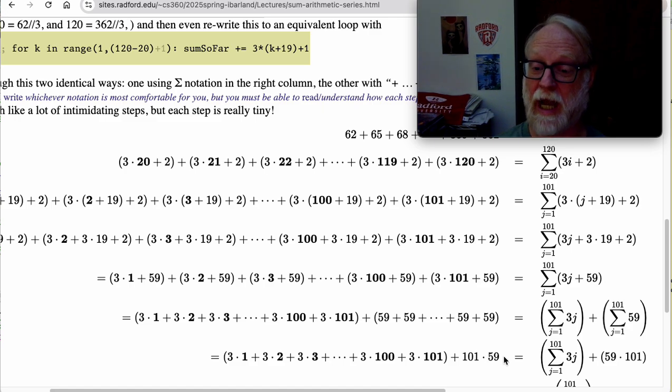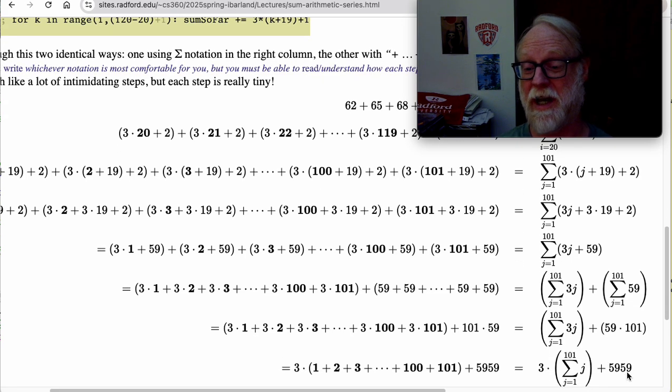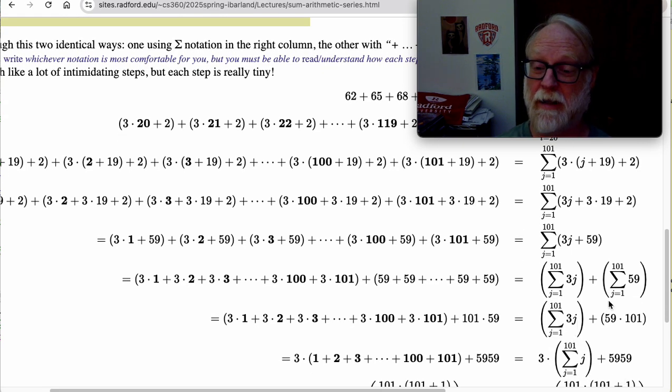Now we're looking on track. Now we get a sum that looks pretty tame here. And even 59 times 101, I can do that in my head, right? By dumb luck, I chose 101 because that is easy to multiply by, at least for 2-digit numbers. It's 5900 plus one more 59. So it's 5959.